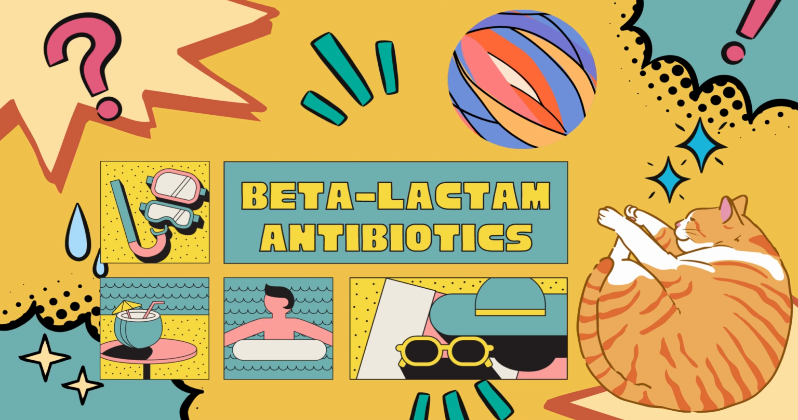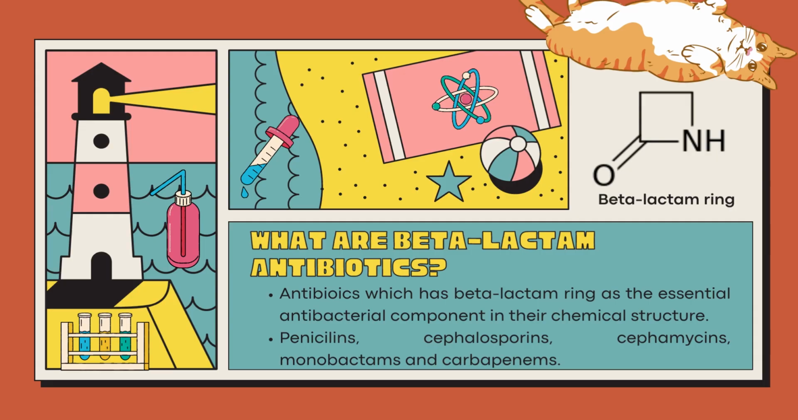Without further ado, we're going to start on the discussion on beta-lactam antibiotics. To start, what are beta-lactam antibiotics? These antibiotics have a beta-lactam ring as the essential antibacterial component in their chemical structure. The antibiotics under this group consist of penicillins, cephalosporins, cefamycins, monobactams, and carbapenems.